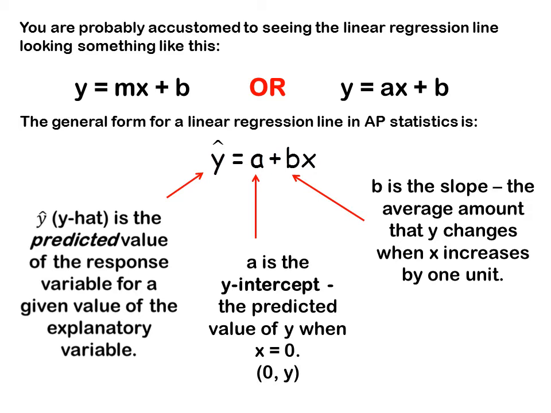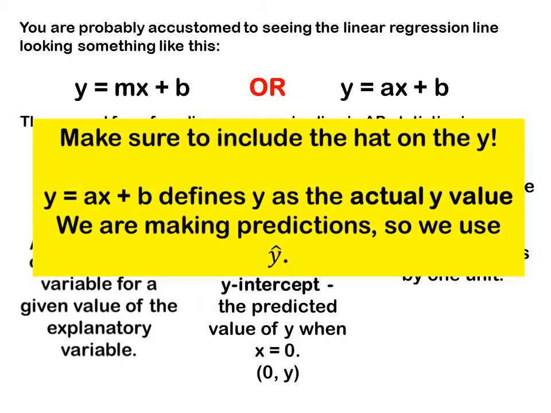Before, in y equals mx plus b, b was the y-intercept. In this case, the b is the coefficient for x, which is the slope. So no matter which formula you're using, the number in front of x is the slope. We want to make sure to include the hat on the y. Y equals ax plus b defines y as the actual y value. We're making predictions, so we're going to use y hat.